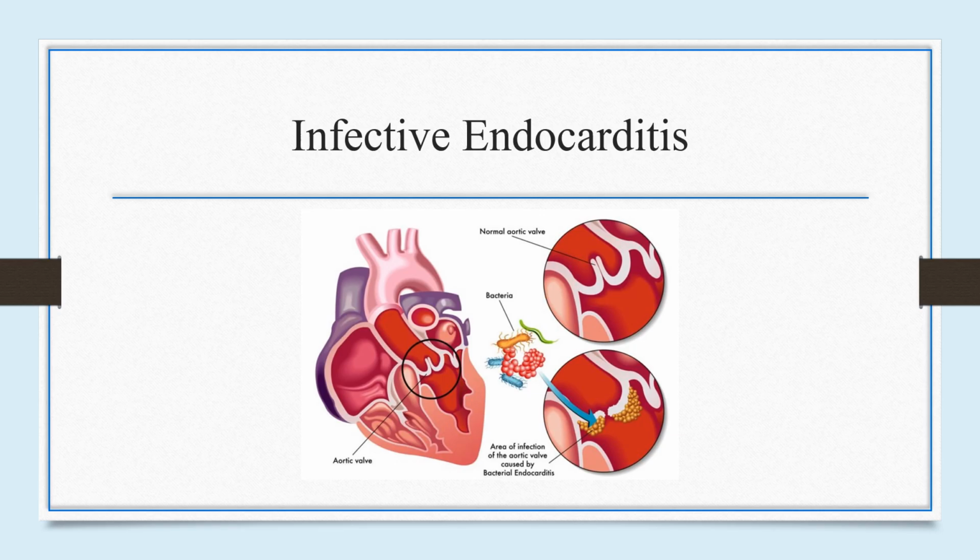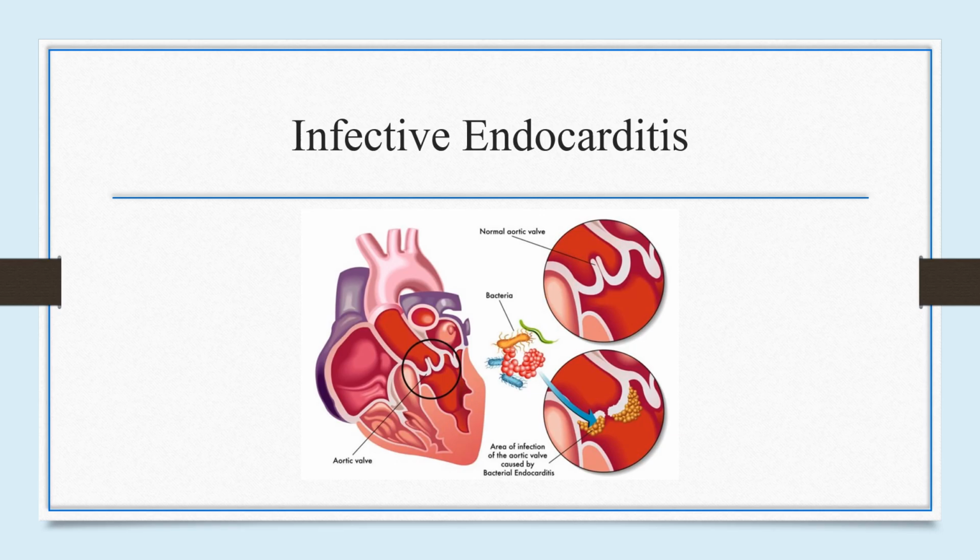Endocarditis is a life-threatening inflammation of the inner lining of your heart's chambers and valves. Endocarditis is usually caused by an infection. Bacteria, fungi, or other germs from another part of your body, such as your mouth, spread through your bloodstream and attach to damaged areas in your heart. These clumps of germs are called vegetations.